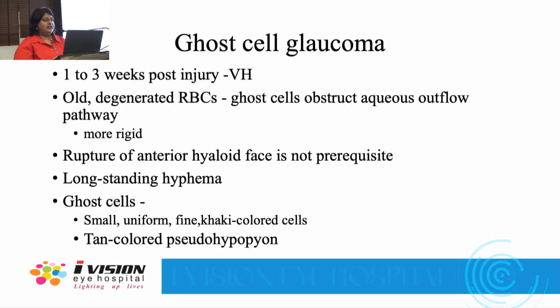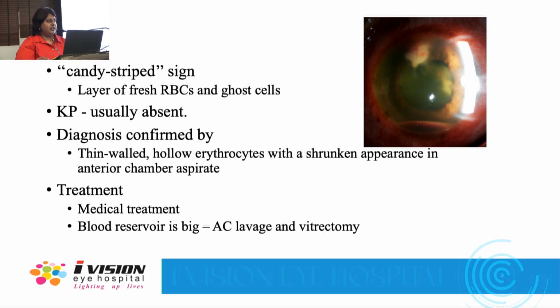Other glaucomas happen because of intraocular hemorrhages. Ghost cell glaucoma happens because there are ghost cells, those khaki colored cells from degenerated RBCs. Long lasting vitreous hemorrhages lead to degenerated RBCs, which come and occlude the trabecular meshwork. These are small, uniform, fine khaki cells, and they form a tan colored hypopyon, called pseudohypopyon. Fresh hemorrhage layered by this tan colored hemorrhage is called the candy striped sign.